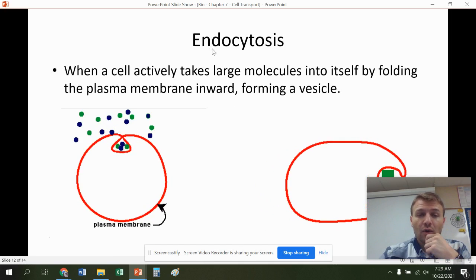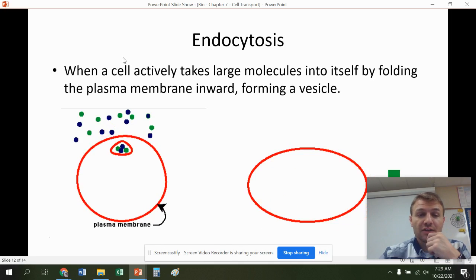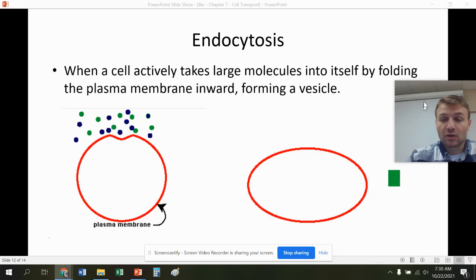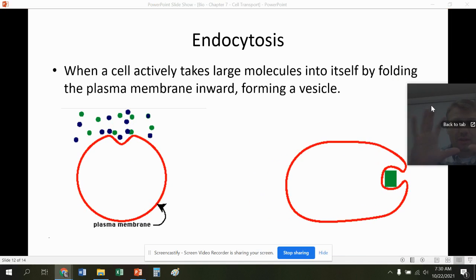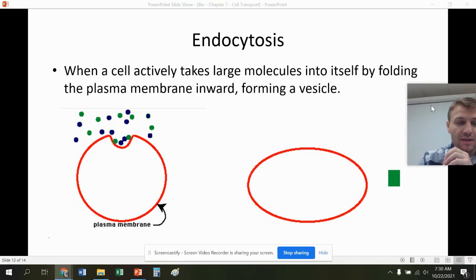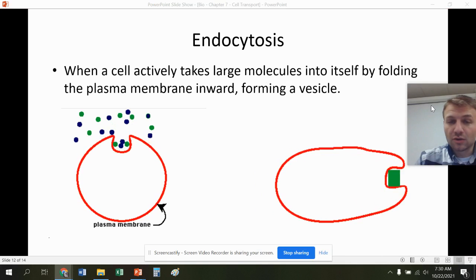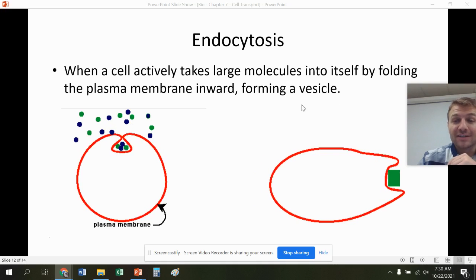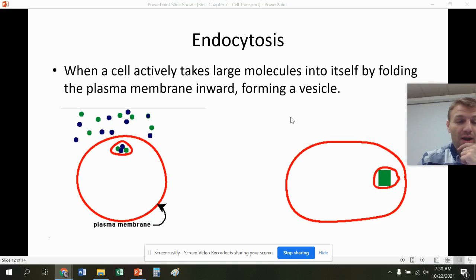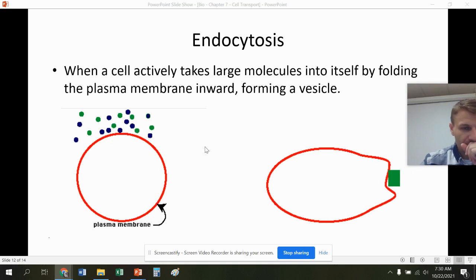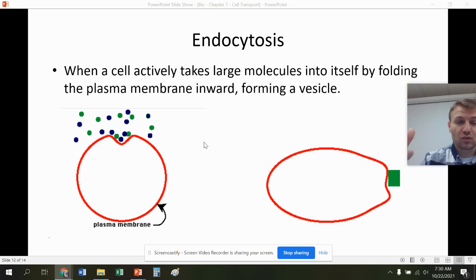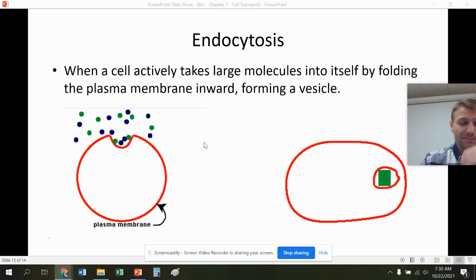Endocytosis, think endo meaning into the cell. So endo, this is when a large molecule or a group of molecules is going to be folded. The membrane is going to actually fold around the molecules or whatever is trying to get into the cell, and it's going to form, if you remember that word, a vesicle. It's going to form a vesicle around that substance. This is one way that cells get things in. They just wrap their membrane around it and just intake it.